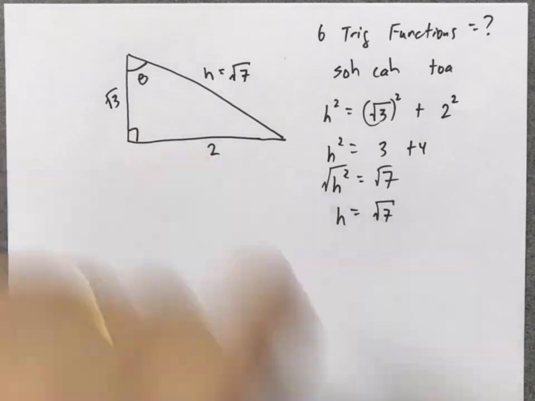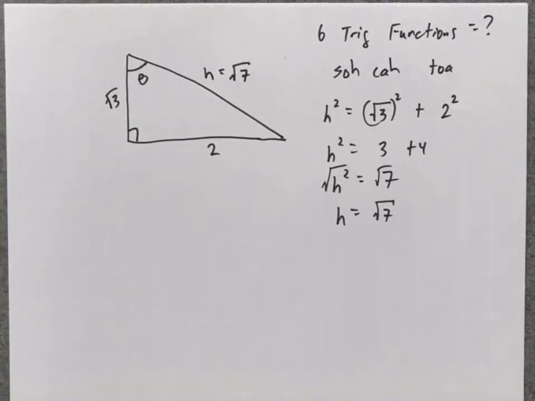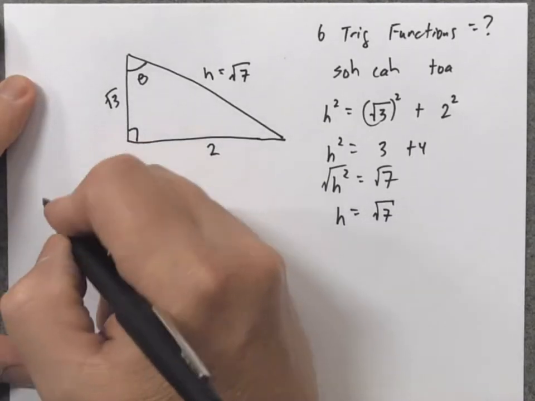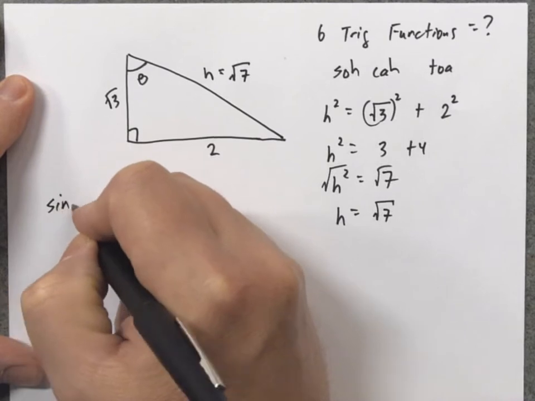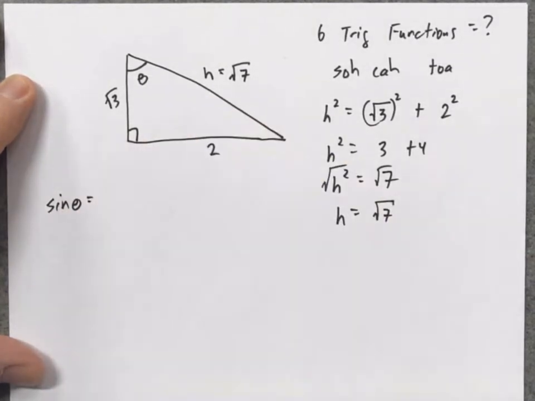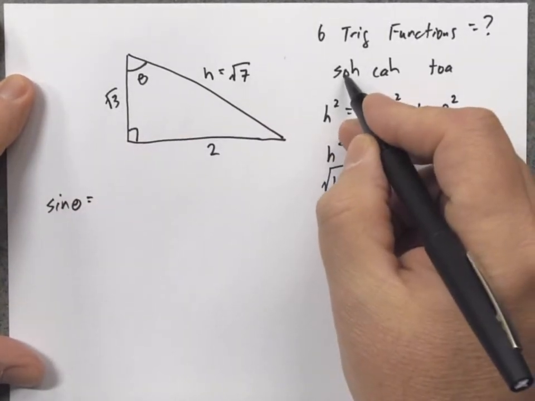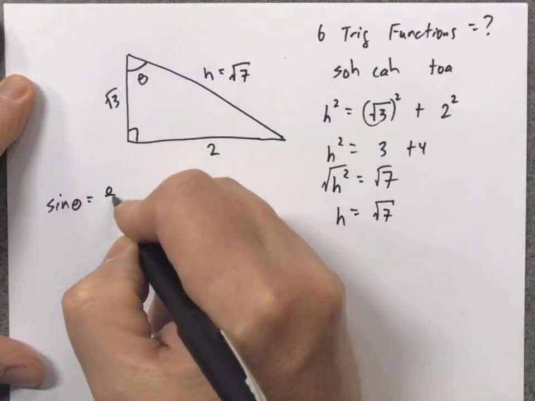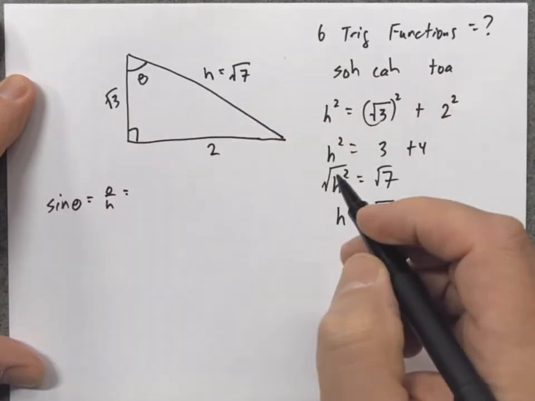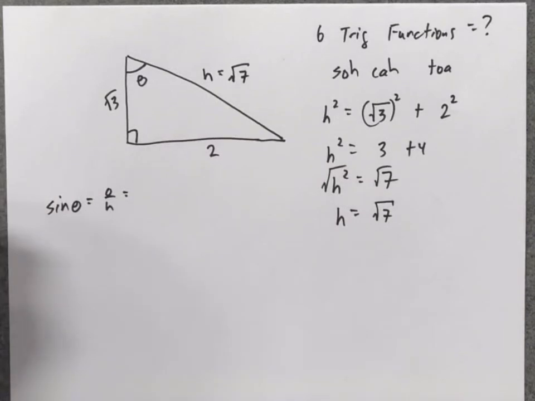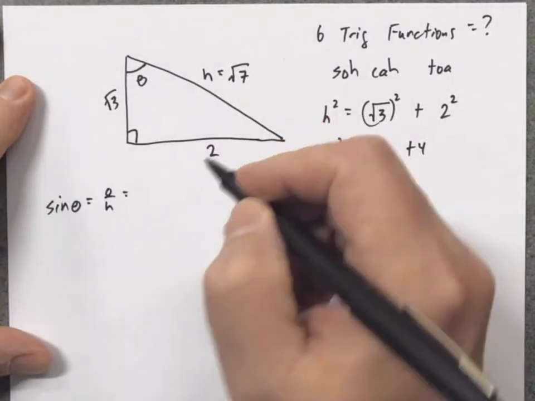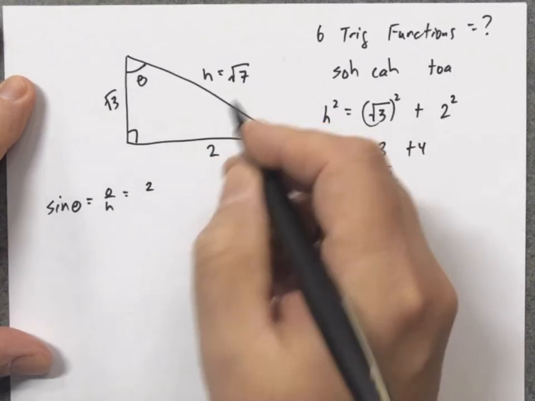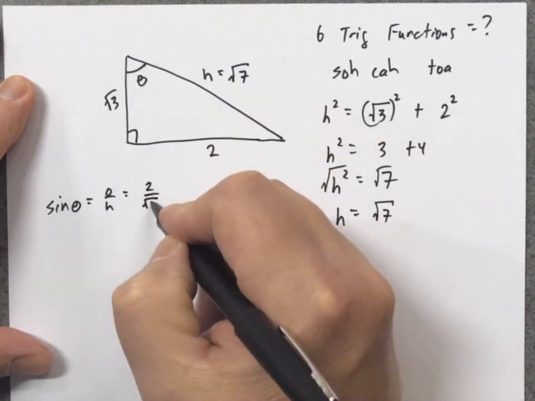Now that I know the three sides of the right triangle, I can go ahead and start applying my trig function definitions to solve this. So very briefly, the sine of theta is opposite over hypotenuse. Opposite is 2, hypotenuse is square root of 7.